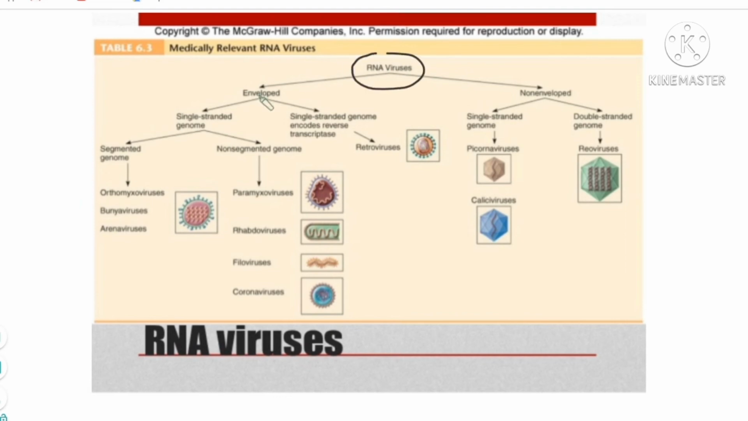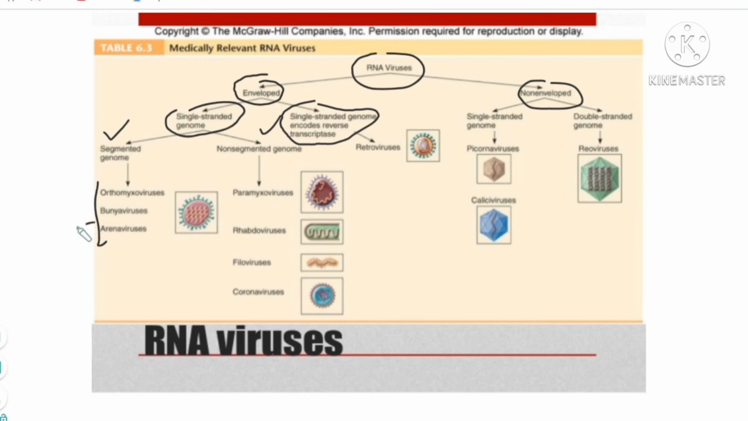Now here are RNA viruses, like that are DNA viruses. They can be enveloped and non-enveloped. Enveloped can be either single-stranded, or single-stranded genome encoded with reverse transcriptase. The single-stranded genome can be segmented or non-segmented. Segmented is found in these types of viruses, and non-segmented is found in these types of viruses.